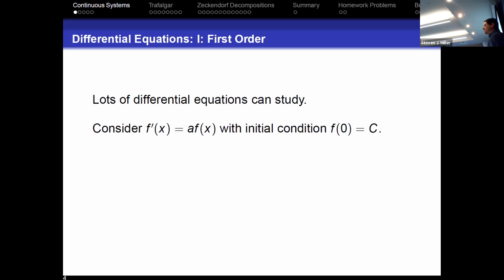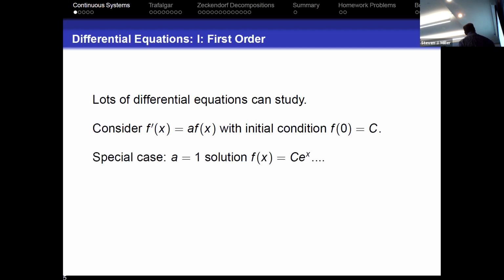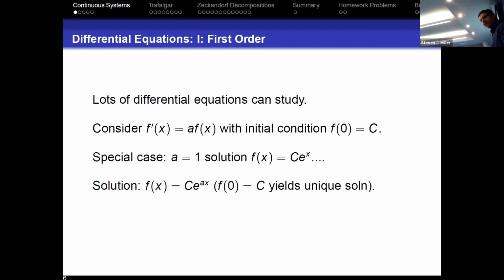I'm not going to really look at f'(x) = 0. That means there is no motion. You are always where you are. But f'(x) = f(x), you might have seen that before. That's just the exponential function. So the solution is just c times e to the x. And that will work so that when x equals 0, you do get back f(0) = c. More generally, if we have a times f(x), we'll get c times e to the ax.